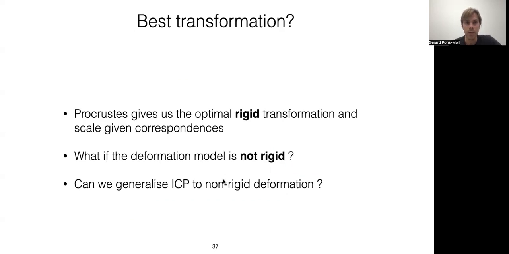All right. So how do we find the best transformation? Procrustes gives us the optimal rigid transformation. But what if the deformation model is non-rigid? What if I have articulation and non-rigid deformation effects? Can we generalize this algorithm that we've seen to non-rigid deformation?